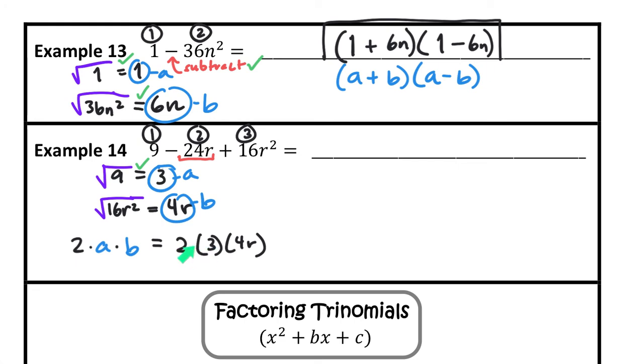So 2 times 3 is 6. 6 times 4 is 24r. Does that match the middle term? Yes. So everything checks off. The other question is, do I have a plus plus or minus plus? If I have a minus plus, then that means that when I set up my a and b parentheses, they're both going to be minuses.